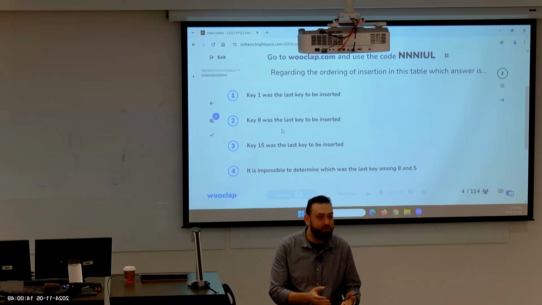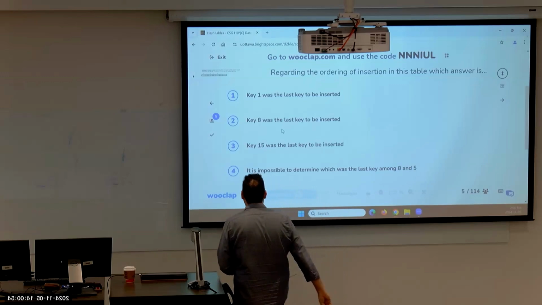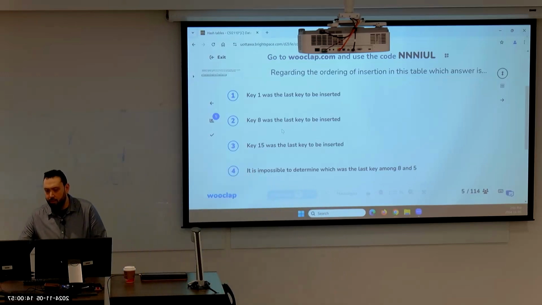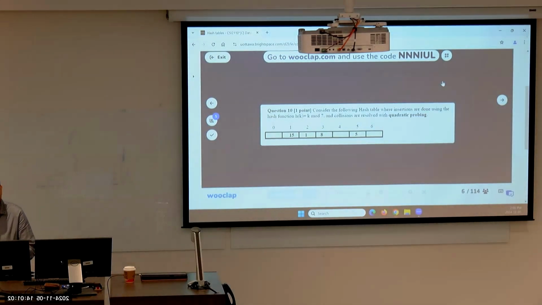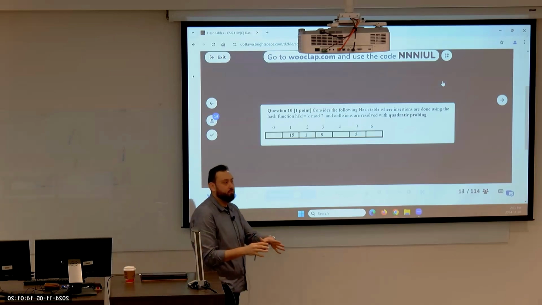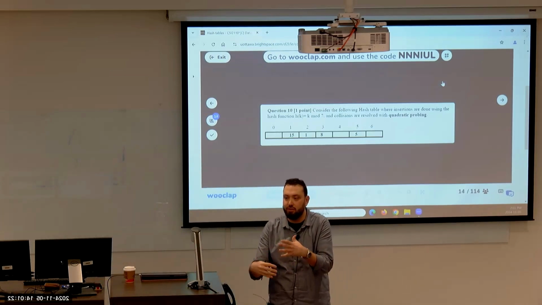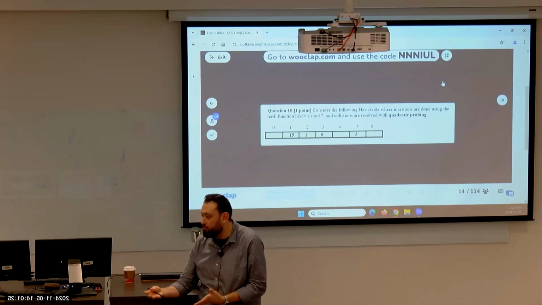So I'll ask everyone to start solving it, on a piece of paper or on your iPad. So start solving this. You need to figure out which value, 15, 1, 8, or 5, was inserted last. Who can help me with the steps? What do you need to do, just to help your friends? How do you solve it in front of you? What are you doing?